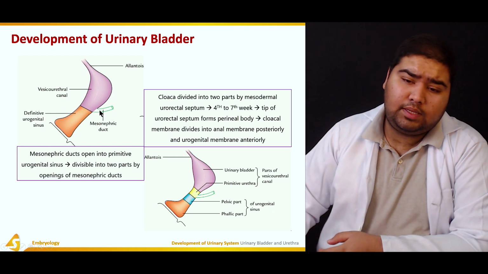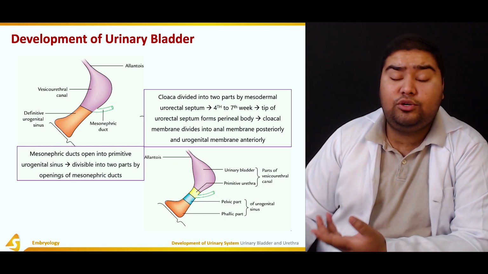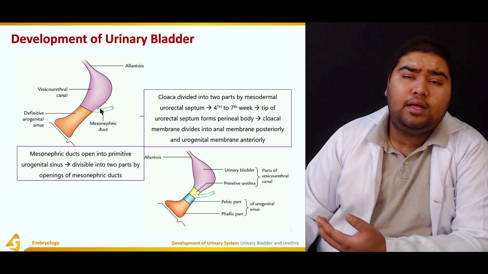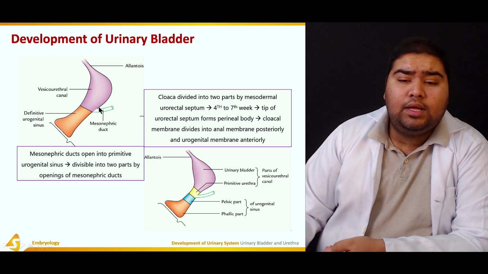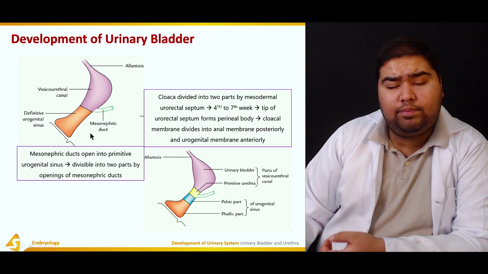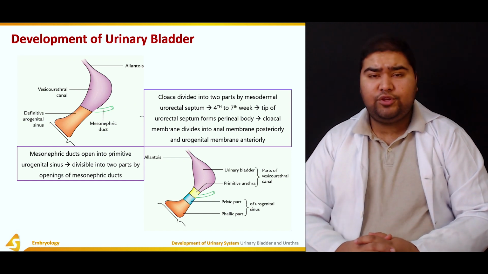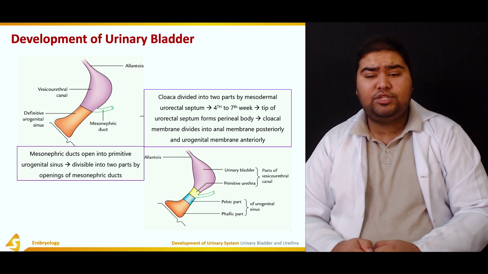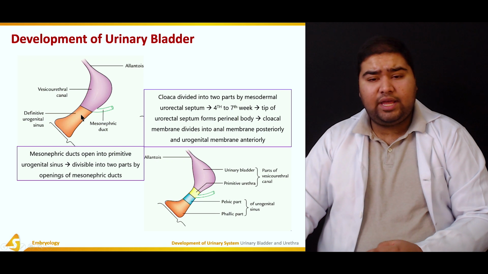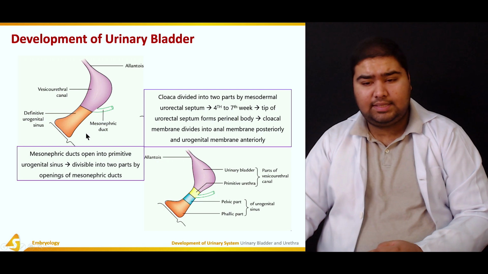This is the site where the urorectal septum is being formed, and it is dividing this primitive cloaca into a ventral part, the primitive urogenital sinus, and a posterior primitive rectum. The mesonephric duct opens into the primitive urogenital sinus and divides it into two parts. The upper part is known as the vesico-urethral canal, and the lower part is known as the definitive urogenital sinus.